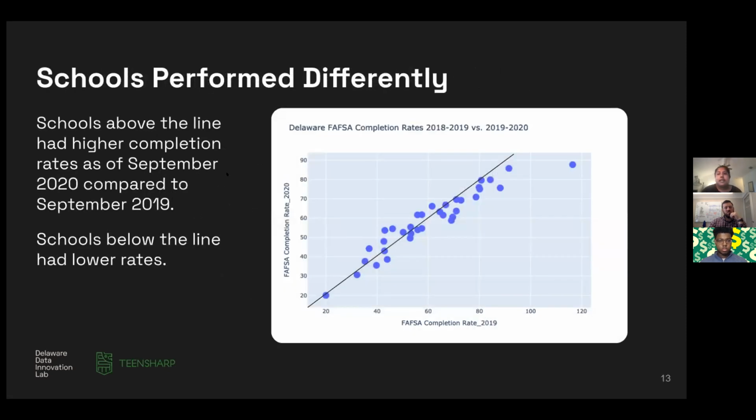So this is a plot of all of the schools on our dashboard. Each dot is a different school. And we are comparing the FAFSA completion rate from the school year 2018 to 2019 versus the FAFSA completion rate of this past year with COVID. Schools above the line had a higher completion rate in September of 2020 compared to September of 2019, and schools below the line had a lower completion rate comparing those two school years.